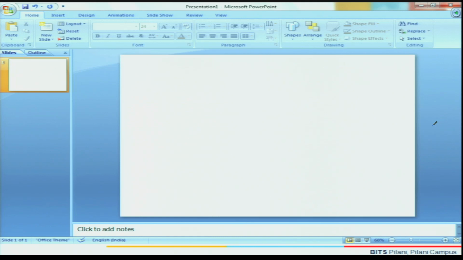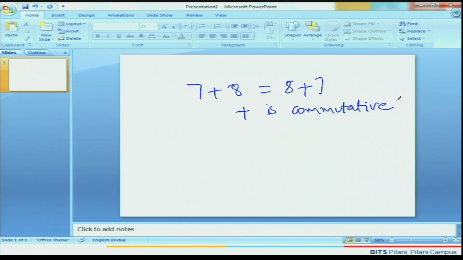What do you mean by commutative? I say the addition operator is commutative. Why? Because 7 plus 8 is always equal to 8 plus 7. It hardly matters whether you operate on 7 and 8 or 8 and 7. The result is the same. Hence, the addition operator is commutative. Similarly, you just look at it: the subtraction operator is not commutative.